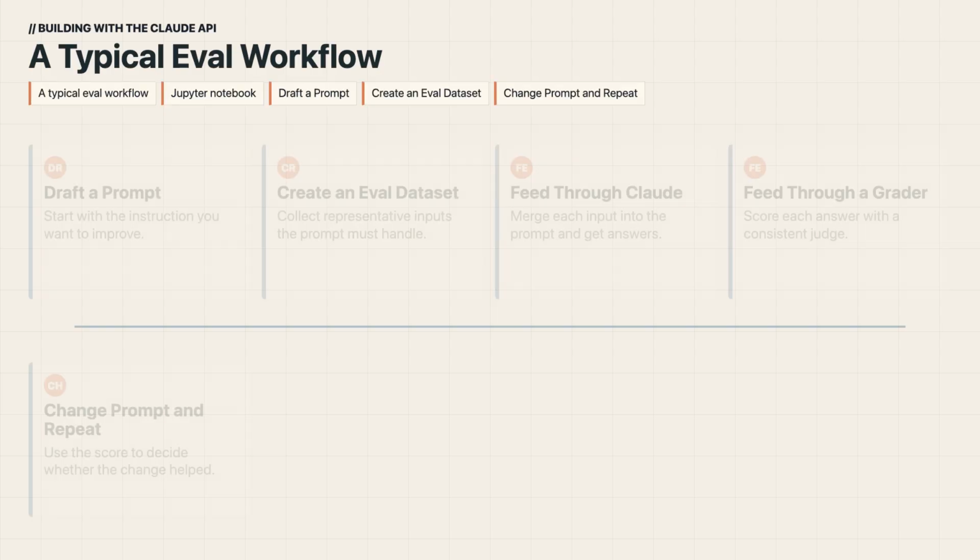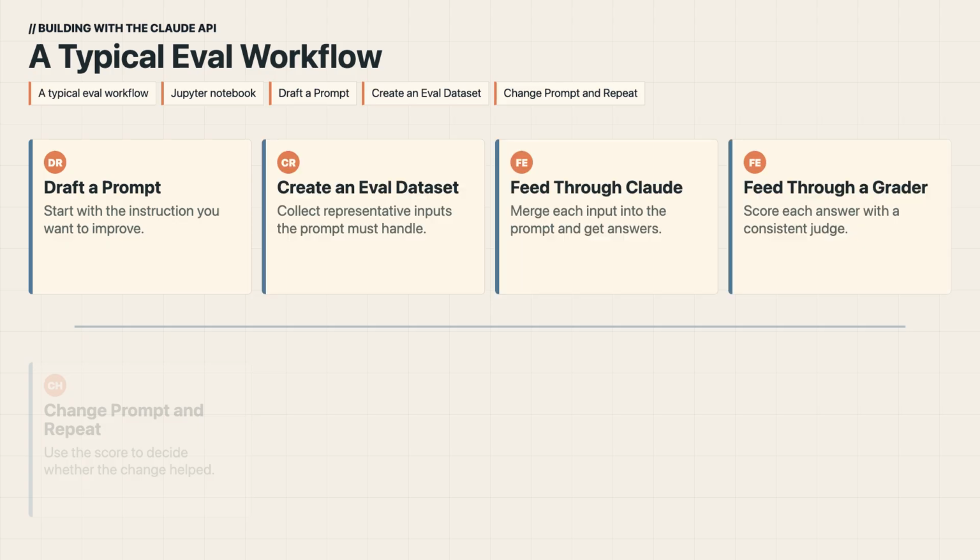There are many ways to assemble eval workflows, and there are open source and paid tools that can help. Here we start small so you can see the mechanics. In a Jupyter notebook, the workflow has 5 steps. Draft a prompt, create an eval dataset, feed each case through Claude, feed each answer through a grader, then change the prompt and repeat. The point is not heavyweight infrastructure. The point is understanding the loop. The loop is intentionally small enough to build by hand. Once you understand the moving parts, you can decide whether to keep it lightweight or adopt a larger eval tool.